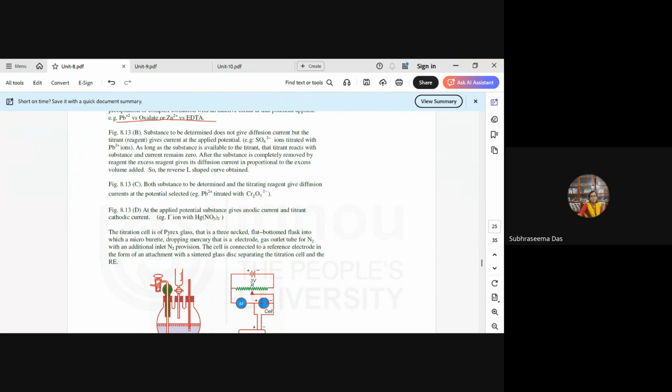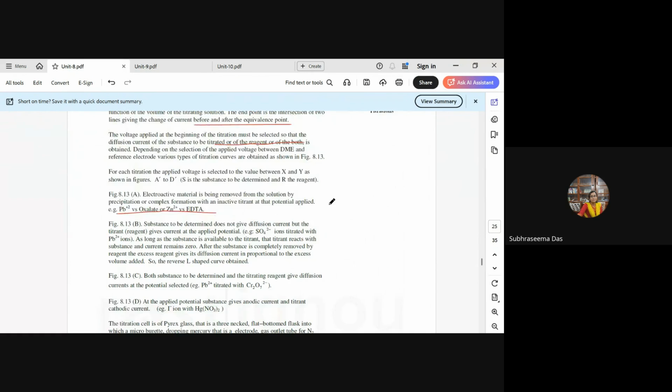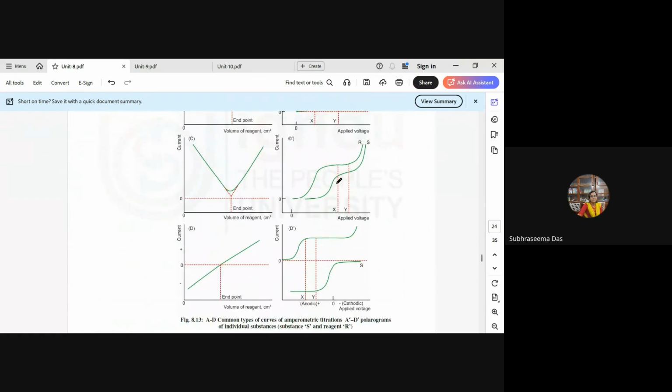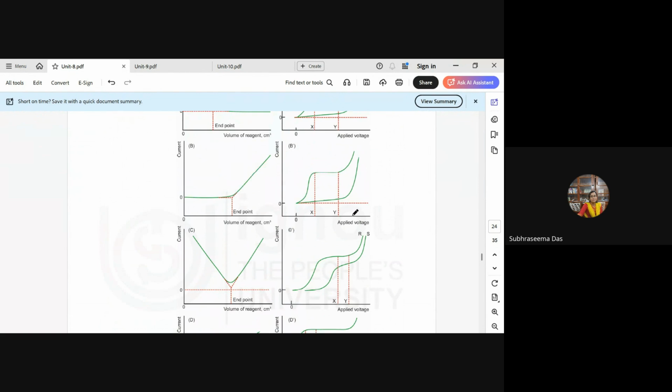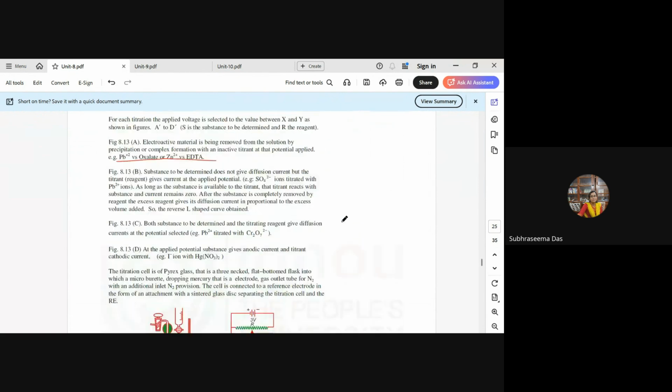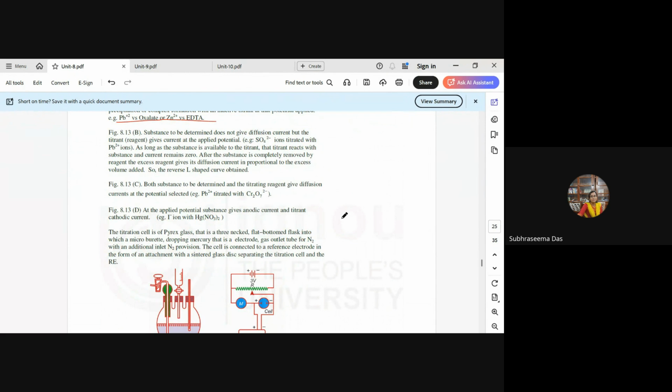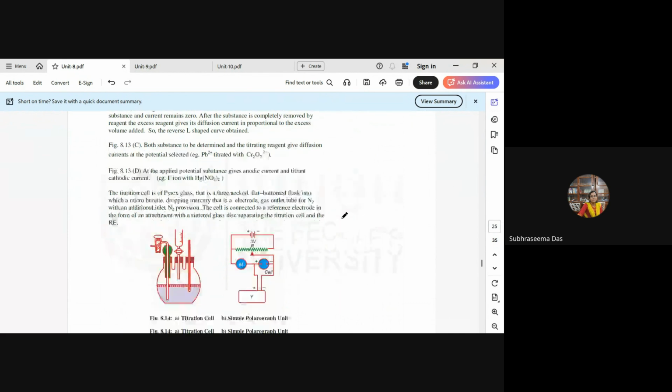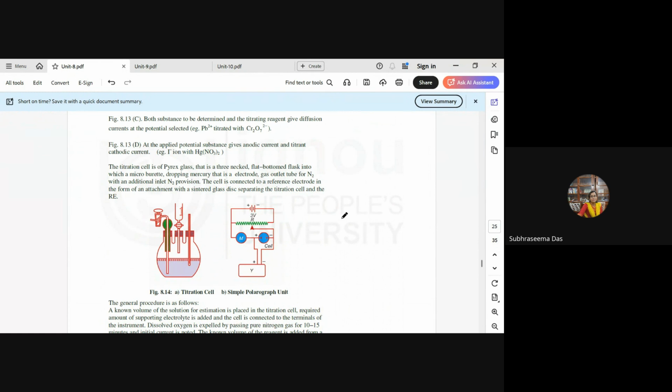So we see a reverse L-shaped graph is obtained. In the figure you can see this is a reverse L-shaped graph in figure B. Then in figure 8.13c, both the substance to be determined and the titrating reagent give diffusion currents at the potential selected. Then 8.13d, at the applied potential, the substance gives anodic current and the titrant gives the cathodic current.